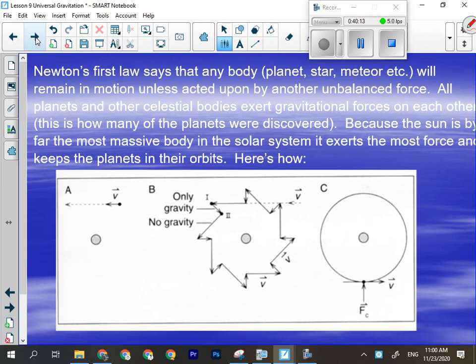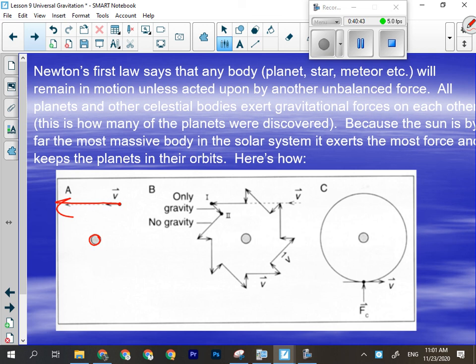Newton's first law says that any body, planet, star, meteor, etc., is going to remain in motion unless acted upon by some unbalanced force. So if we were talking about the moon being this dot here, and this being the Earth, according to Newton's first law, if there was no gravitational attraction between the moon and the Earth, the moon would just go straight on by the Earth.